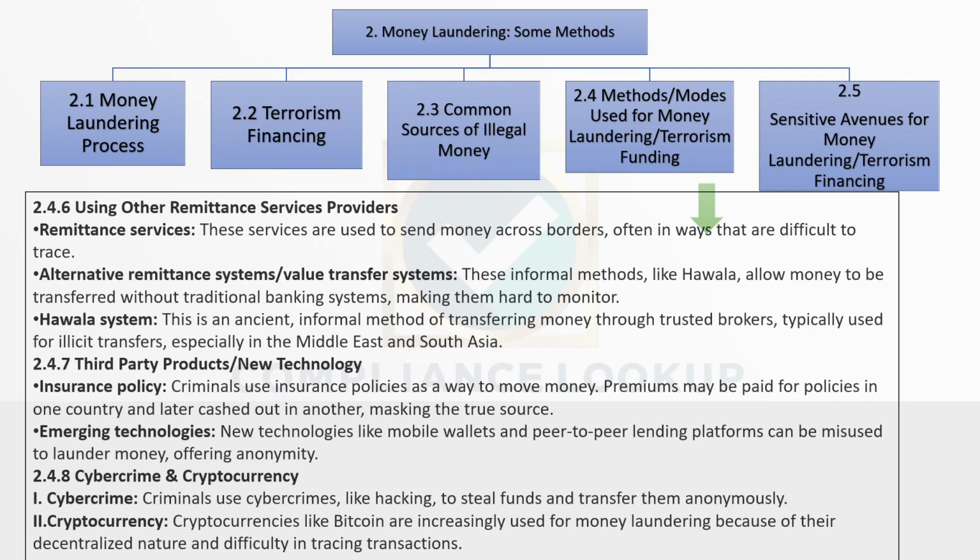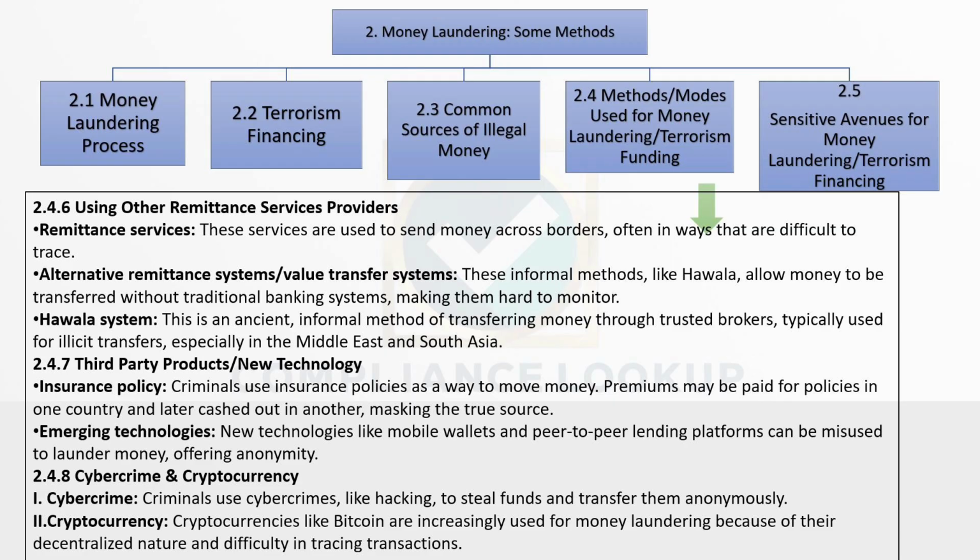Using other remittance service providers. Remittance services enable individuals to send money across borders, often targeting regions where access to formal banking systems is limited. These services are sometimes exploited by criminals to transfer illicit funds. Since these transfers are often difficult to trace, they provide an easy way for money launderers or terrorist financiers to move money without triggering regulatory oversight.